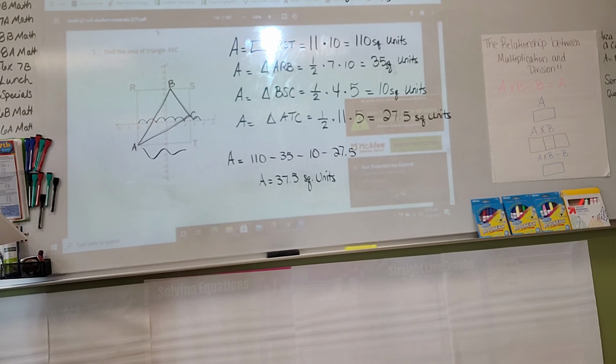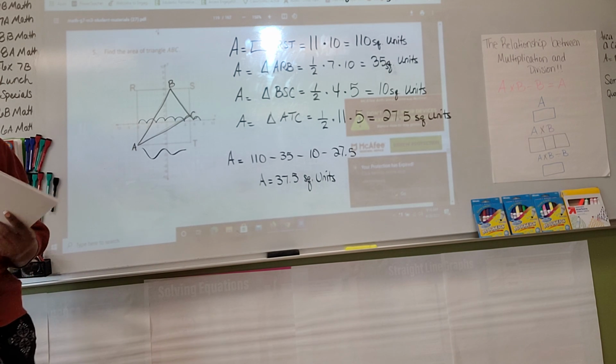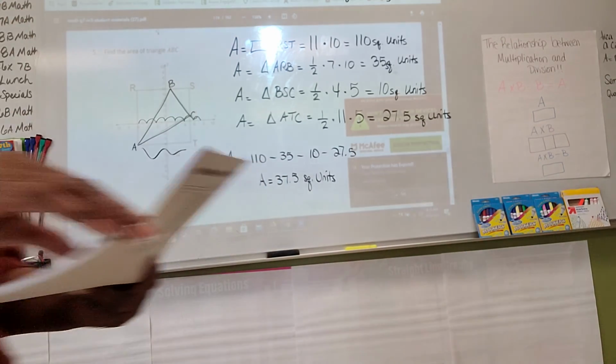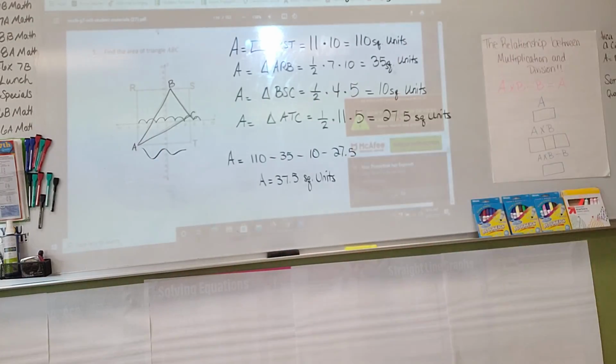All right, I am going to give you your exit ticket. In doing that, there's some new formulas and some new vocabulary that we learned, like parallelogram, semicircle, all these things we learned last week and this week. This is your exit ticket.